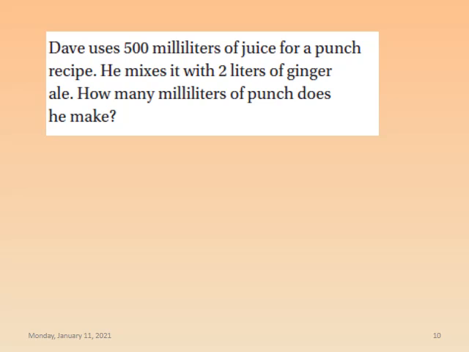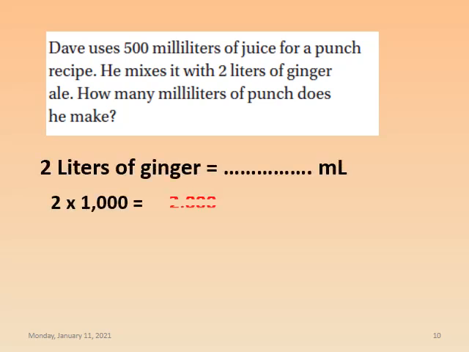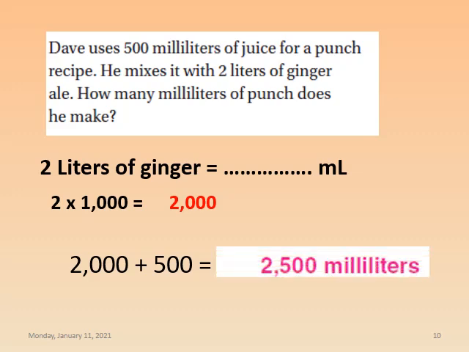We already know that in order to change liters into milliliters, I multiply them by 1000. So we have 2,000 milliliters of ginger ale. I add them to the 500 milliliters, so I have 2,500 milliliters.